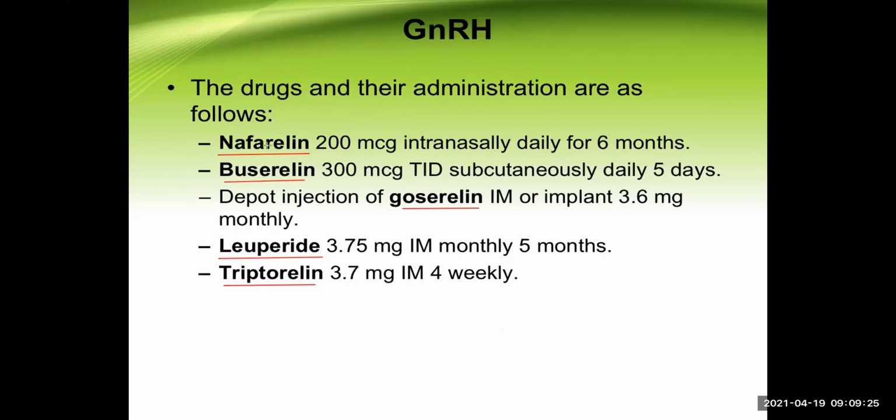So you just remember this relin at the end: nafarelin, buserelin, goserelin, triptorelin, and leuprolide. You don't need to know how these drugs are given. Nobody is going to ask this now. Just the names are important at this stage. Some of them are given intranasally, some subcutaneously, some even intramuscularly. So basically, they are not given orally.